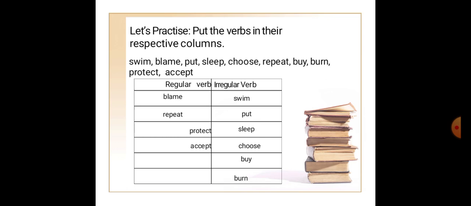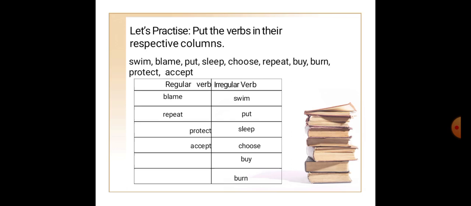So first of all, swim. Can I say swimmed? No. Most people use it, but it's wrong. So it's definitely an irregular verb. Blame: I can say blamed, exactly. So that's a regular verb. Put: can I say putted? No, I can't say that. That means it's an irregular verb.